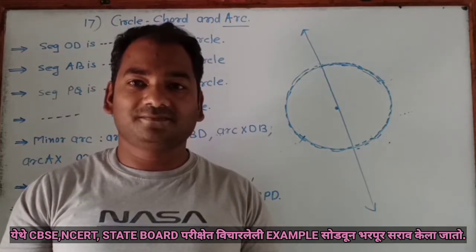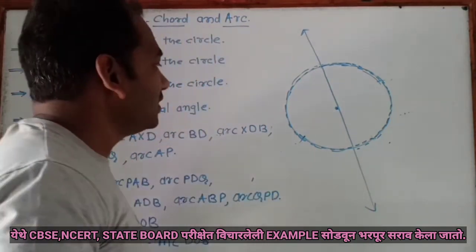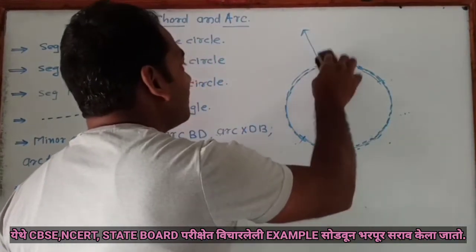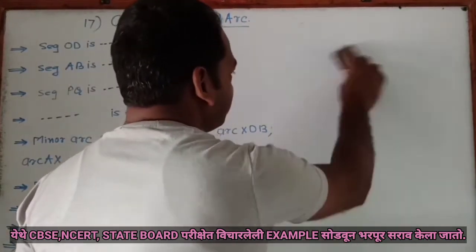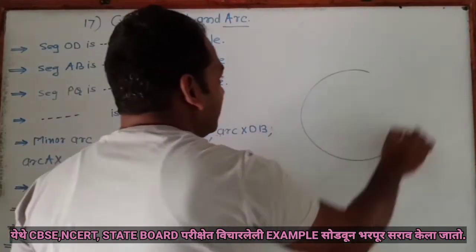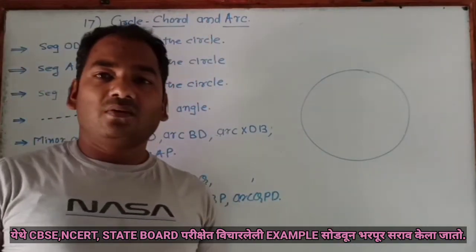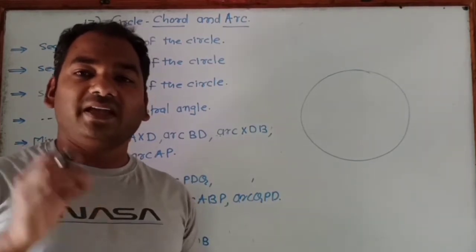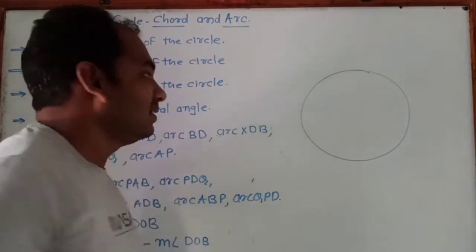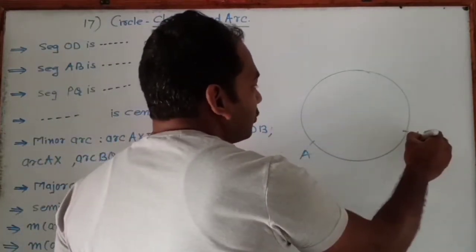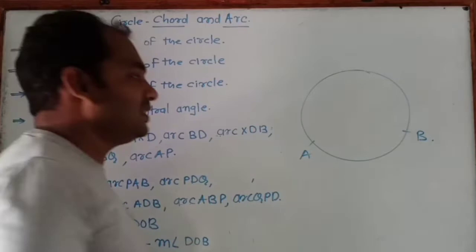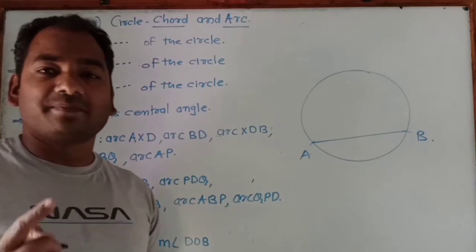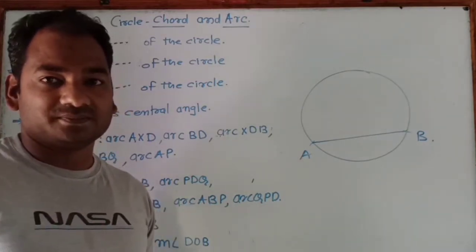Now, another important thing we are going to understand here, and that is the chord. What actually the chord is. Now look at the diagram here. Chord is a line segment obtained by joining any two points on the circle. Suppose this is point A and this point is B here. When we join them, we get a line segment AB, and that line segment AB is called chord.